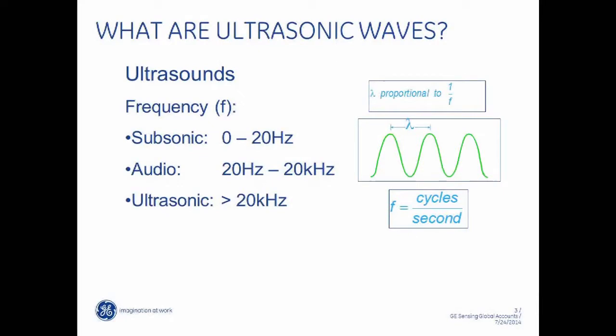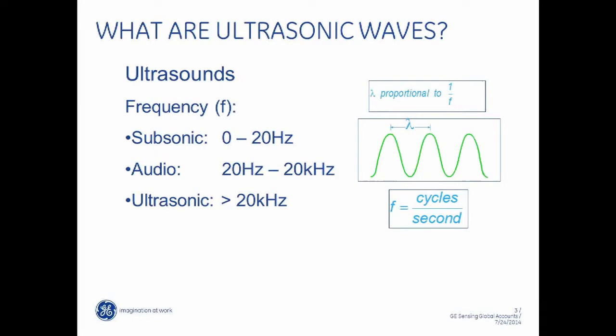So what are ultrasonic waves? It's a frequency, and they're typically classified in three different classes: subsonic, audio, and ultrasonic. Audio is where we could hear things. Ultrasonic is where we're working, and subsonic is what we can't hear. I think elephants can hear that. We actually have a slide that shows an elephant that can hear that. But we're working down in the ultrasonic range.